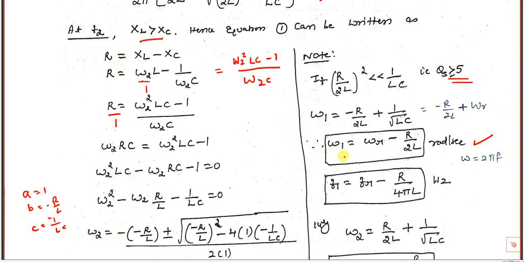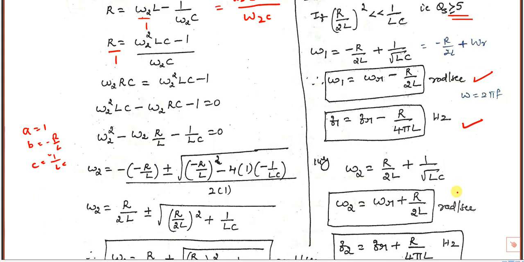If you multiply, 2 pi F1 is equal to 2 pi FR minus R by 2L. Now divide throughout by 2 pi, and F1 is equal to FR minus, 2 pi will get cancelled, R by 2L divided by 2 pi becomes R by 4 pi L. This formula you can consider only if they specify Q is greater than 5.